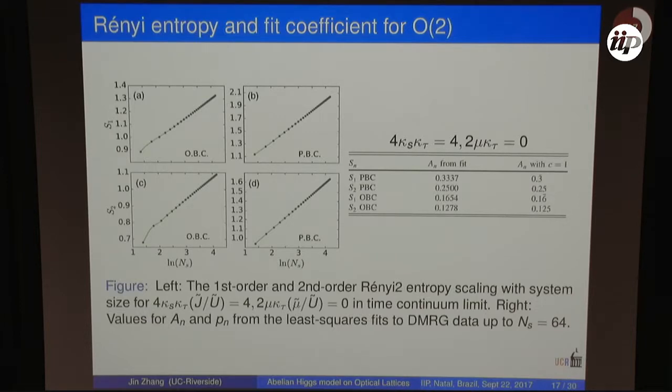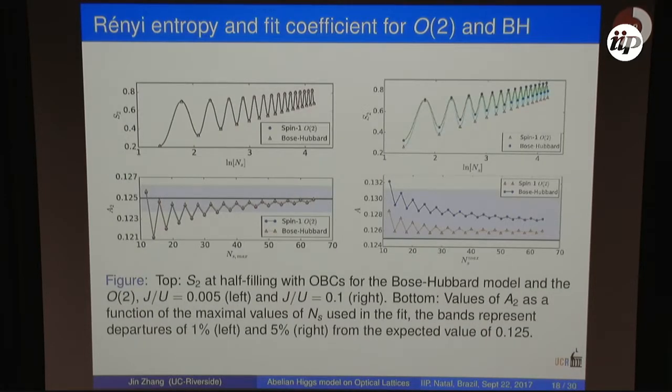The next one is for another parameter set. This is for J tilde over U tilde equals 4. So you can see for the O2 model, it still fits very well, and the parameters here are also consistent with the theoretical prediction. But we want to verify this experimentally, so we need to compare the Renyi entropy of the O2 and the Bose-Hubbard model.